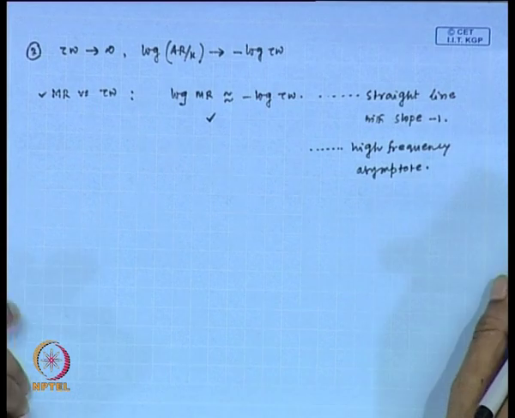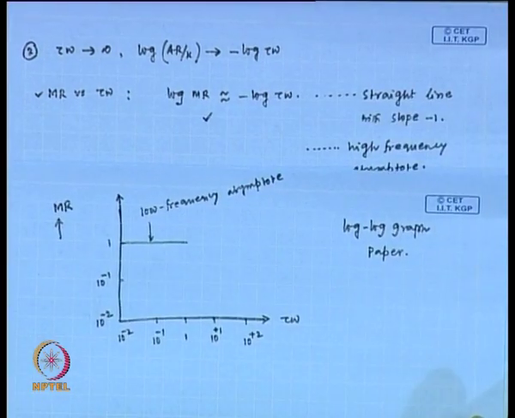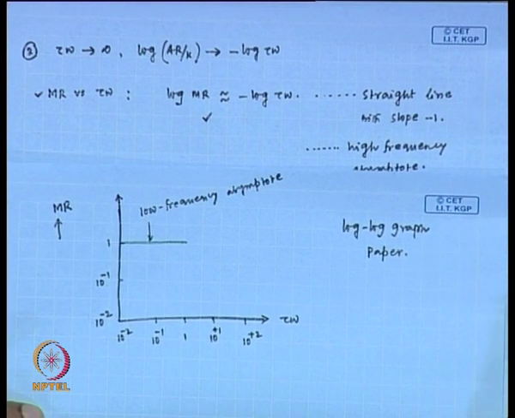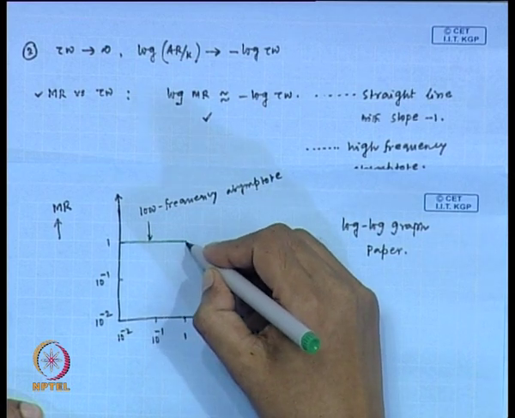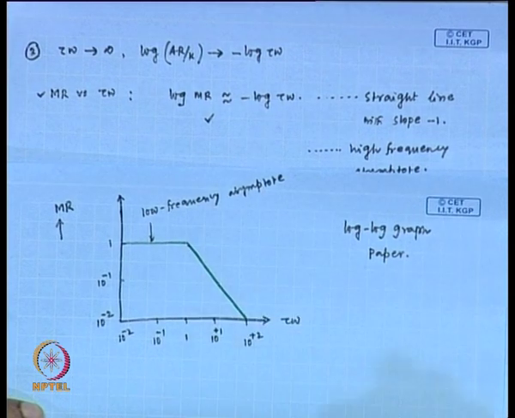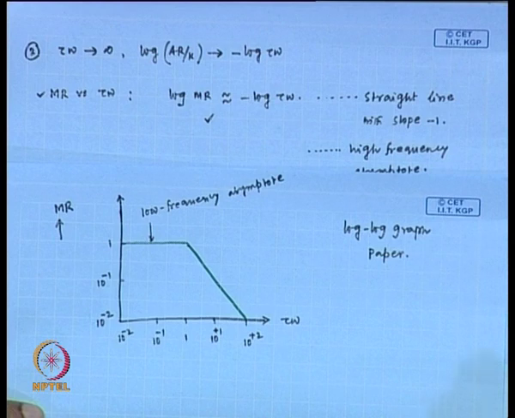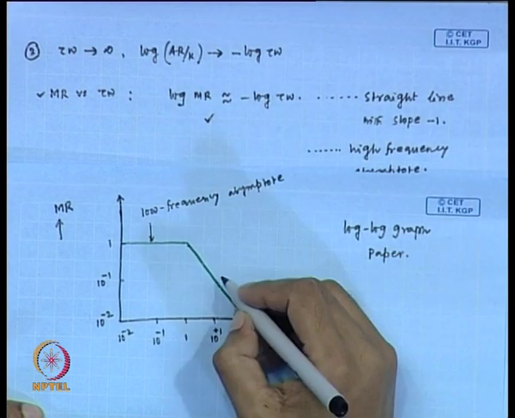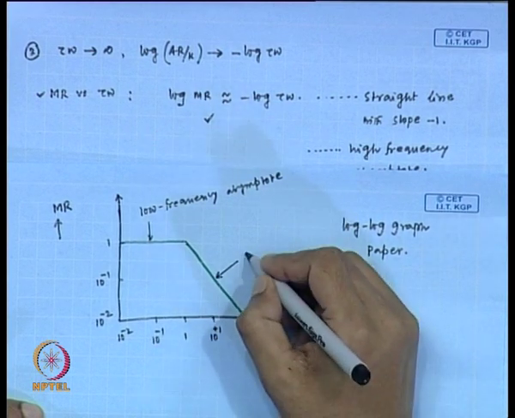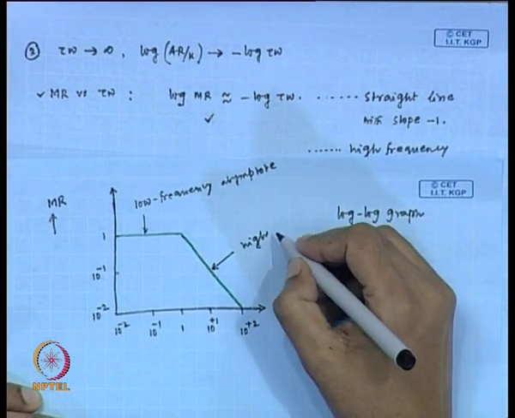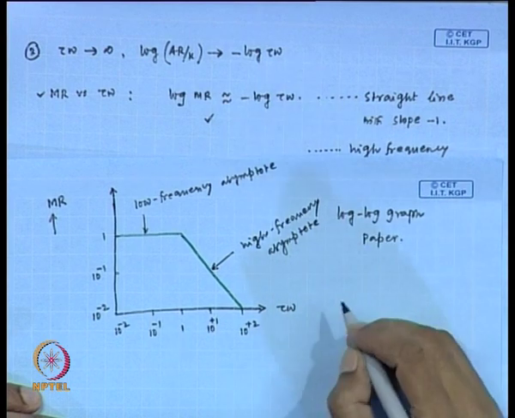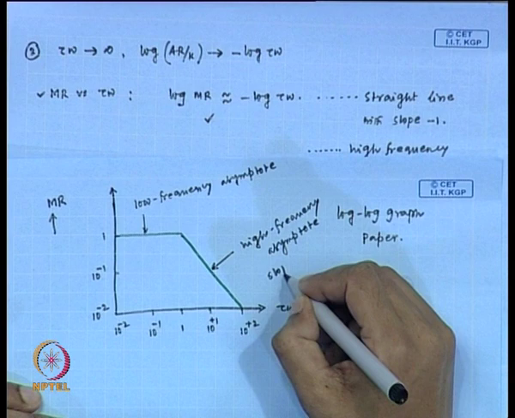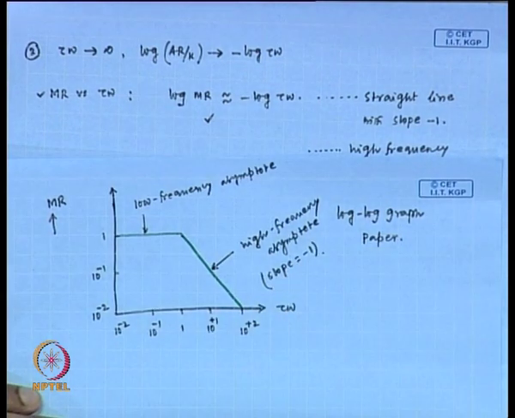Fine. So, we will next consider this equation in the Bode plot. So, it is basically a straight line with slope minus 1. So, this is representing the high frequency asymptote. It has slope of minus 1. Fine.